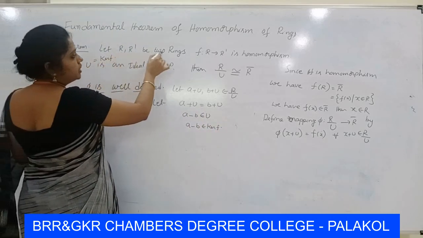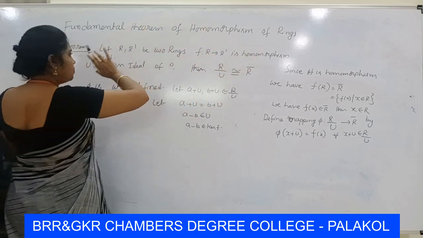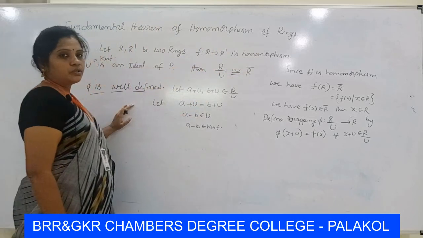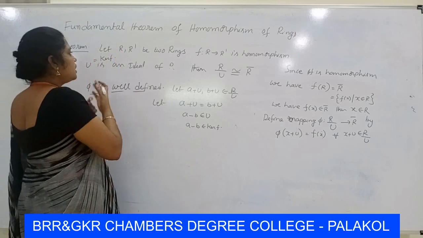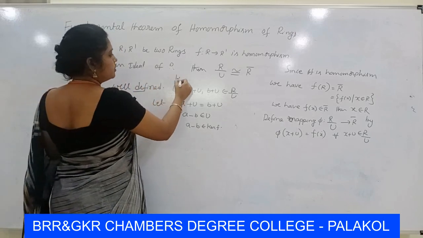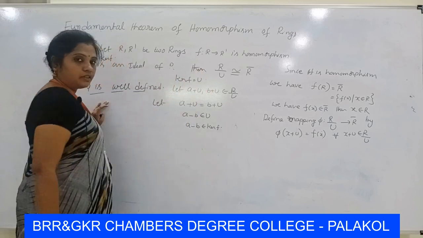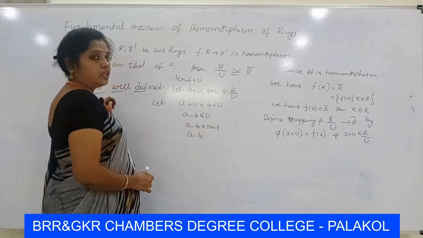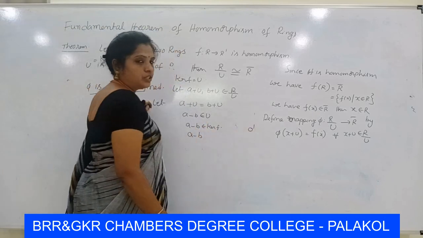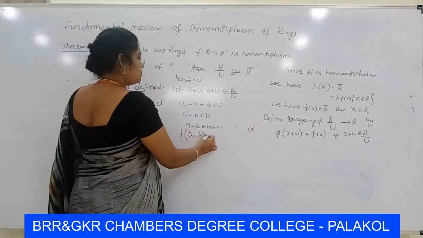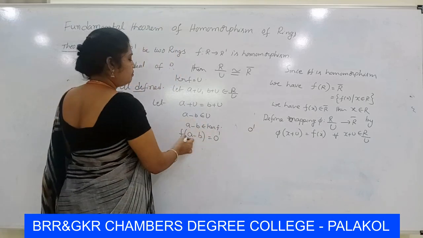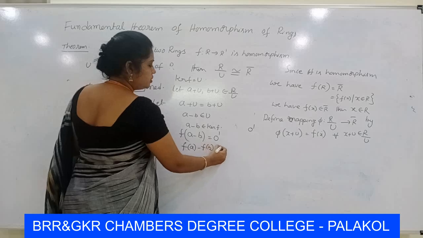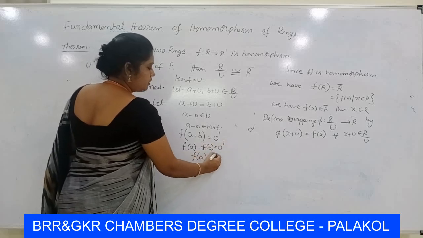In the statement, let R, R dash be two rings and F maps R to R dash be a homomorphism with kernel U. Then R by U is isomorphic to R bar. So here kernel U is an ideal of R, and we take kernel F equal to U. Then A minus B belongs to kernel F. Every element of kernel F is associated to the zero element, that is F of A minus B is equal to 0 dash. Given that F is a homomorphism, F of A minus F of B is equal to 0 dash. So then F of A is equal to F of B.